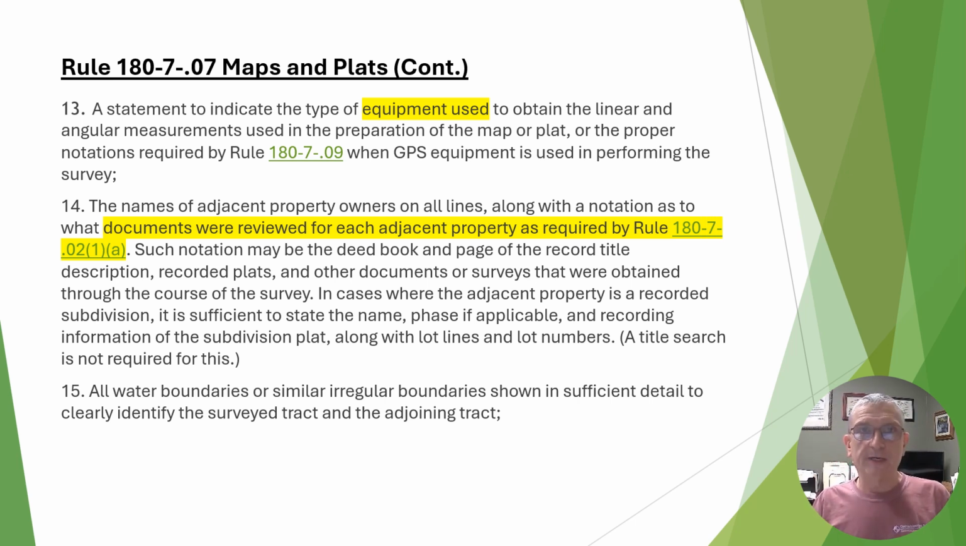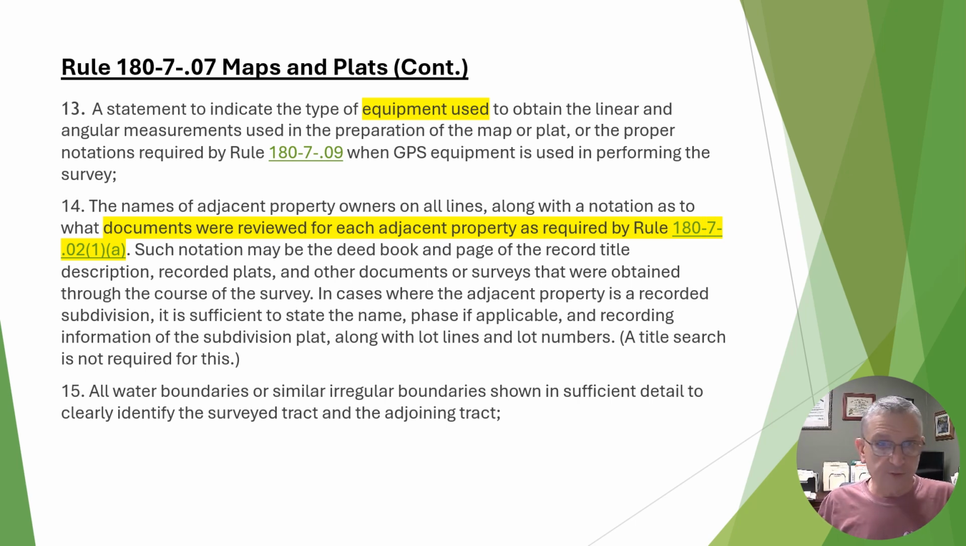So this rule means we've got to put whatever information we reviewed to comply with 180-7-.02. That's what we put on our plat. That needs to go on there. I see situations where people merely regurgitate the book and page from the tax assessor's website and stick it on the plat. That doesn't do it. You have to review it, analyze it for conformity with gores and overlaps. It's not an option.